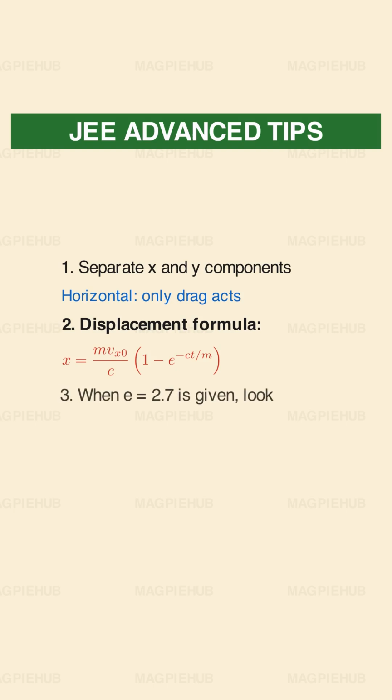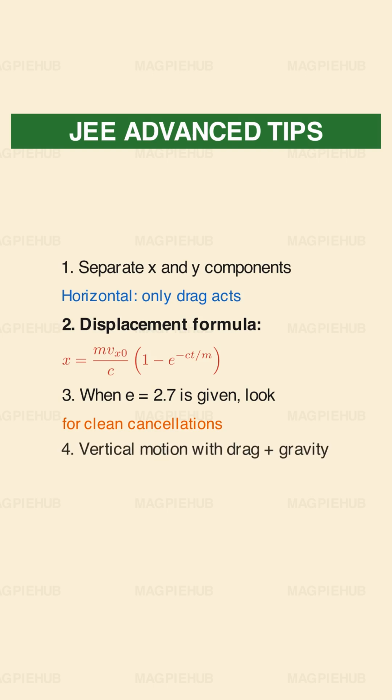Third, when the problem says take e equals 0.7, it is hinting at simplification. Always look for clean cancellations like 270 divided by 27 equals 10. Fourth, remember that vertical motion with both gravity and drag is more complex, but this question only asks for horizontal distance, so you do not need it.